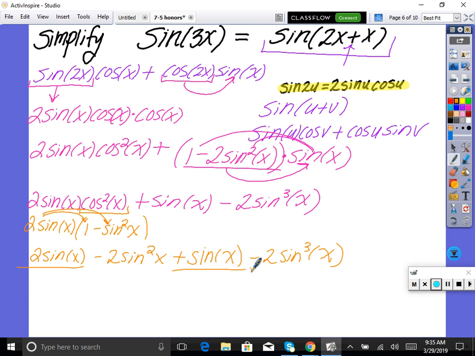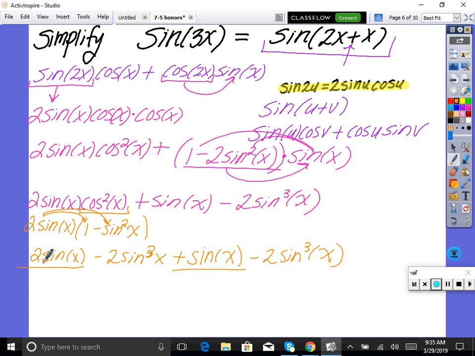Yes. So when you multiply the 2 sine of x and the negative sine squared of x, shouldn't that be a negative 2 sine squared of x? Oh, yeah, that should be. So you're saying this should have been negative 2 sine cubed of x. Good catch. Does everyone see that I made that error? Okay, cool. Let's combine like terms.